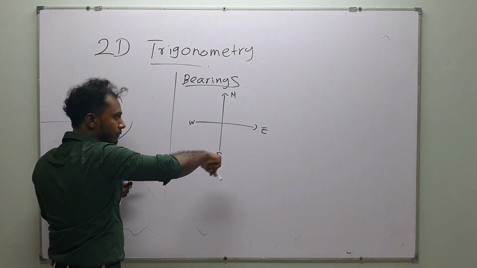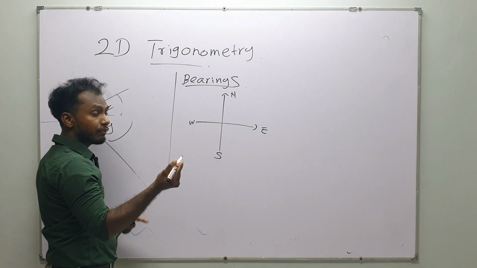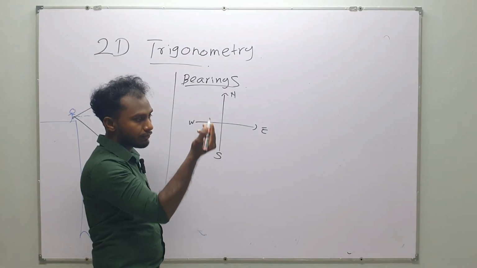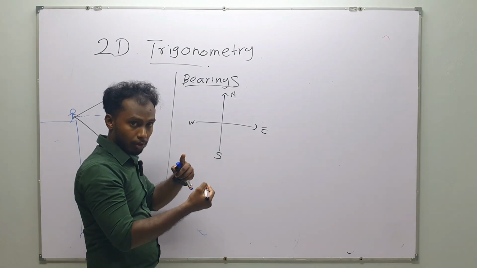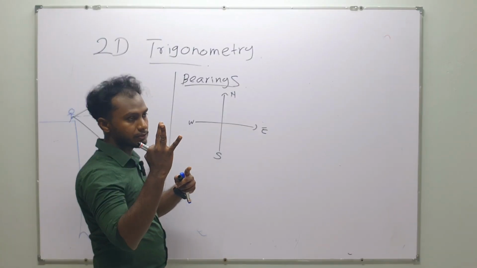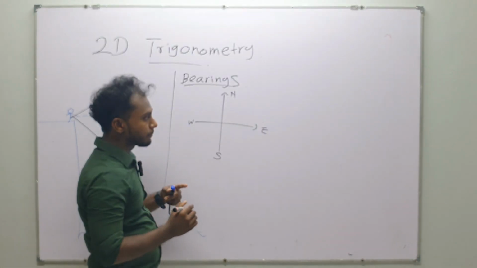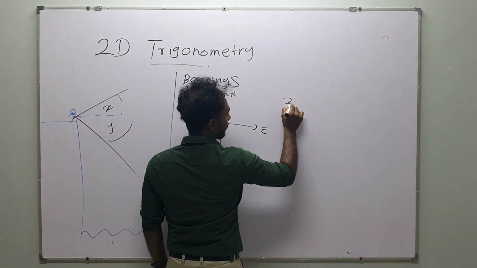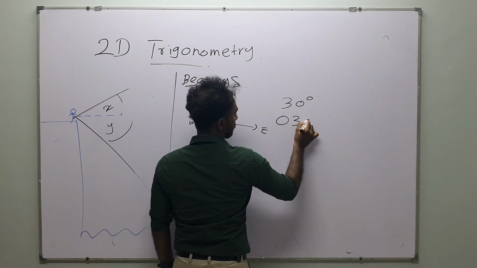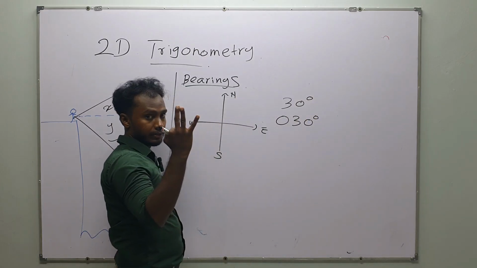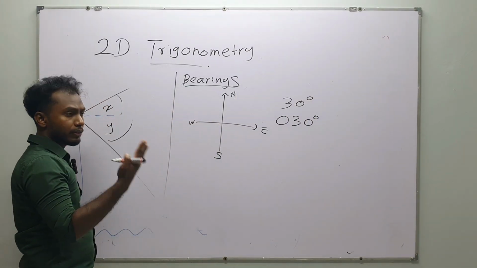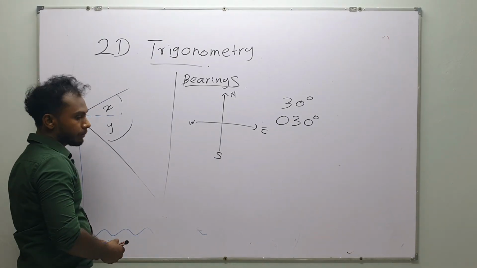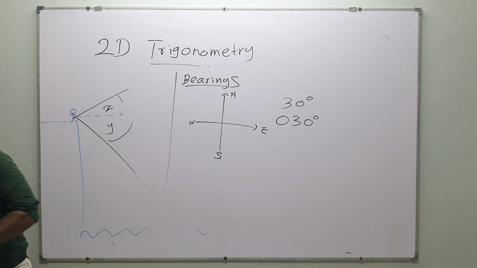So we always measure the bearings clockwise relative to the north. We always start from the north line and measure clockwise, and we always use three figures to write the angle. That means if the angle is 30, we write 030. We don't write 30 degrees, we write 030 degrees. We always use three figures. Angles more than 100, no issues, it is already three figures. Okay, so let me show you one example.